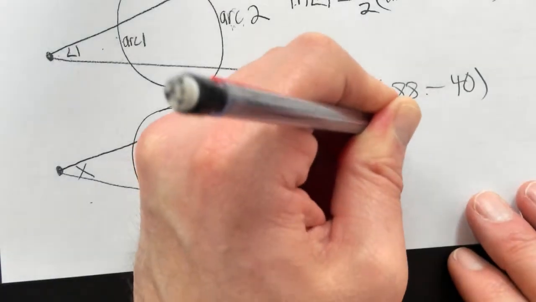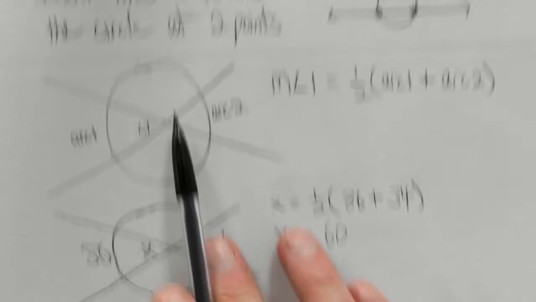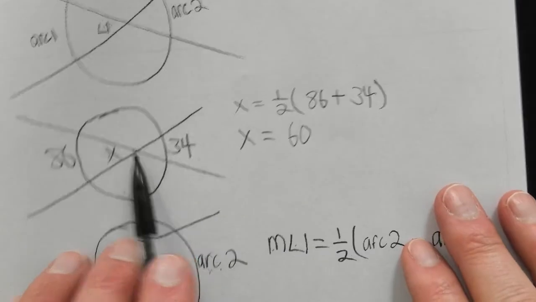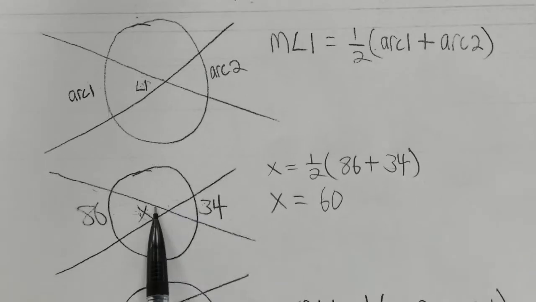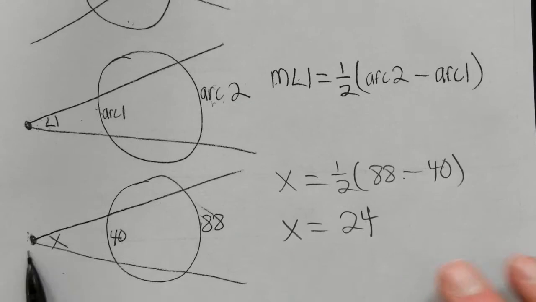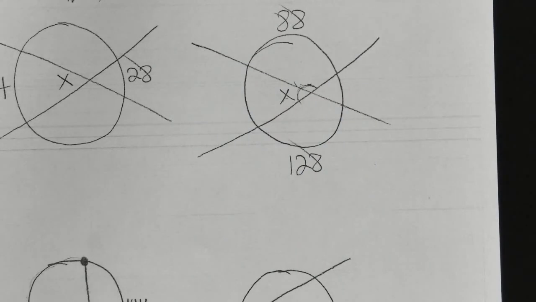So again, just to recap the two theorems, if it intersects inside the circle, then it's going to be 1/2 the sum of the arcs. If it intersects outside the circle, it's 1/2 the difference. Inside, 1/2 the sum, add. Outside, 1/2 the difference, subtract. Okay, let's try a few more problems, see what we can come up with here.